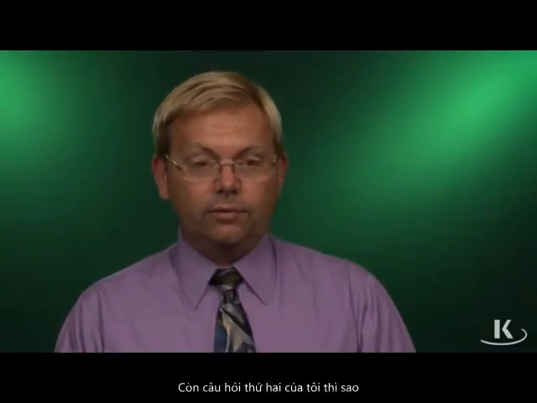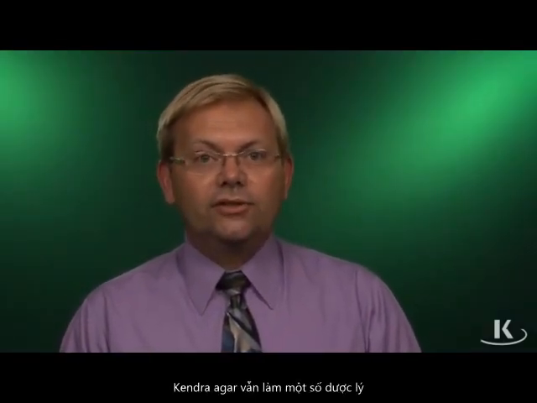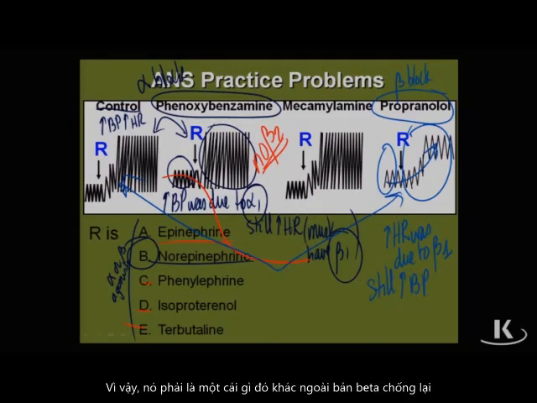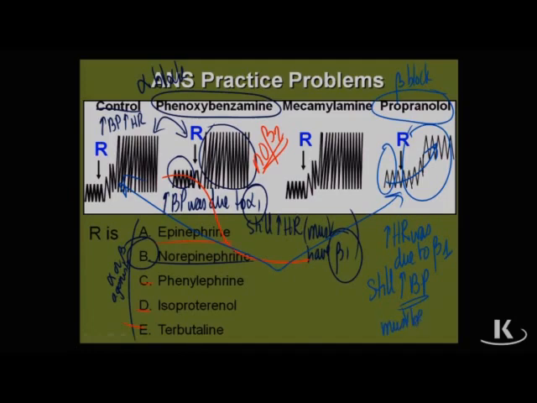How about my second question? In presence of a beta blocker, can drug R still do some pharmacology? Look, before drug R, after drug R. Drug R can still increase blood pressure. So it must be something else besides a beta agonist. What type of receptor to increase blood pressure? Must be alpha-1 agonist. You could have done the same job with propranolol.